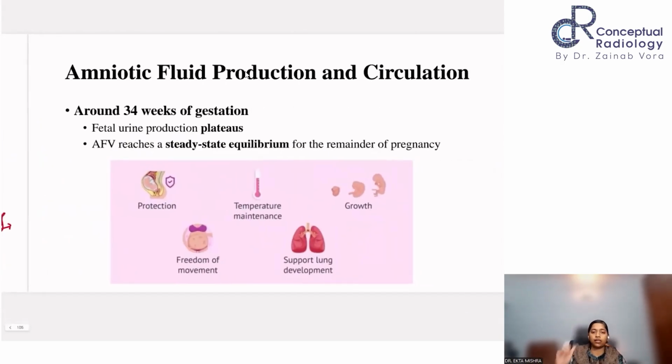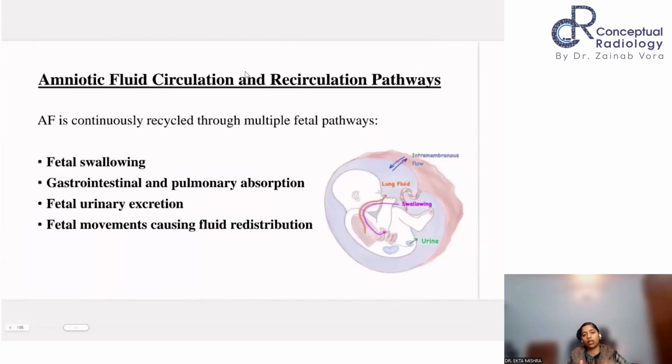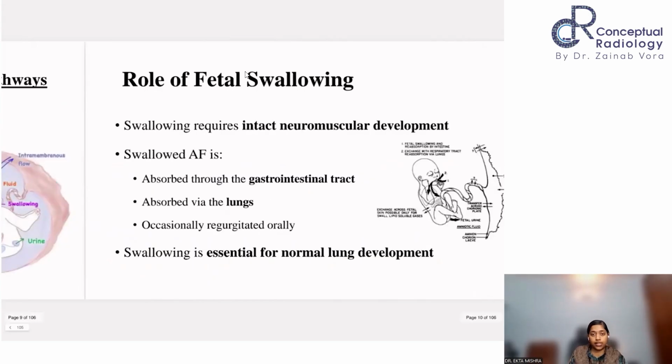After 34 weeks in the third trimester, the urine production undergoes plateauing. So when it plateaus, there is a steady state equilibrium, which is achieved at 34 weeks of gestation for the rest of the pregnancy. Now, amniotic fluid circulation happens via the fetus swallowing. There is pulmonary as well as GI absorption of the fluid, urinary excretion, and the movement of the fetus is going to cause displacement. And that's how the amniotic fluid circulates.